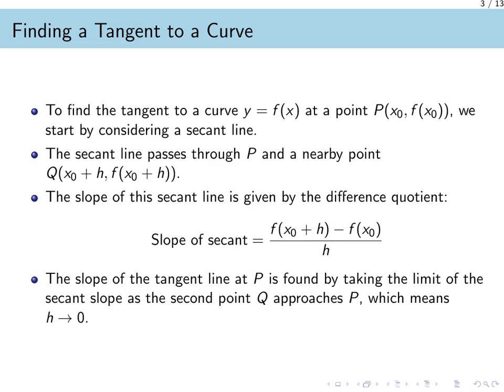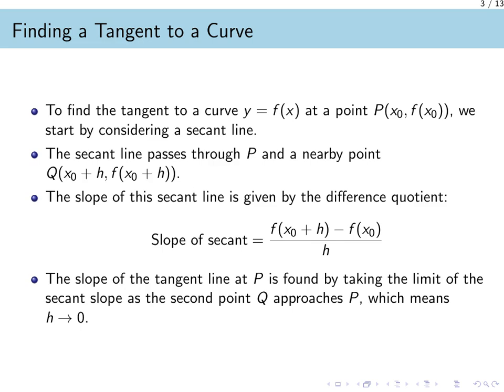To find the exact slope of a curve at a single point, we can start by calculating an approximate slope using a secant line. A secant line is a line that cuts through a curve at two distinct points. Let us call our point of interest P, and a second, nearby point Q. The horizontal distance between them is a small value we call h. The slope of this secant line is the change in the vertical value divided by the change in the horizontal value, which gives us the formula called the difference quotient, the quantity f of x naught plus h minus f of x naught, all divided by h.